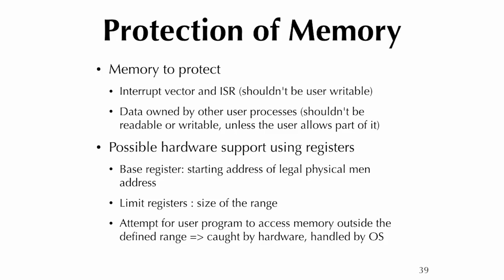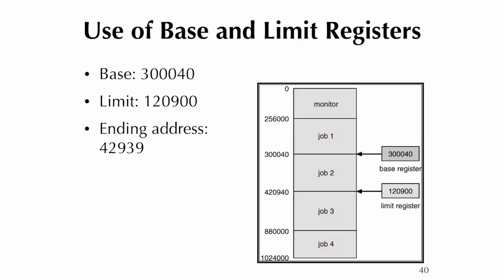So base is the starting address, and then limit is how many bytes down. So you basically allow each process to access memory only within this region, okay? Because simultaneously, you can have multiple processes loaded into memory at the same time. So here, you see I'm showing monitor, which is the OS, job 1, job 2, job 3, job 4.